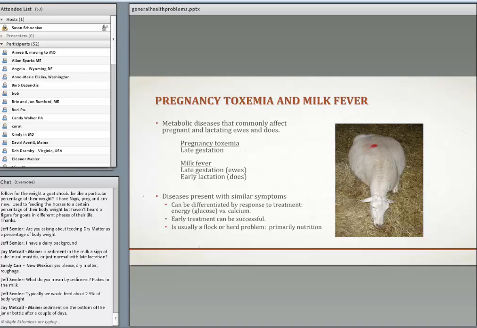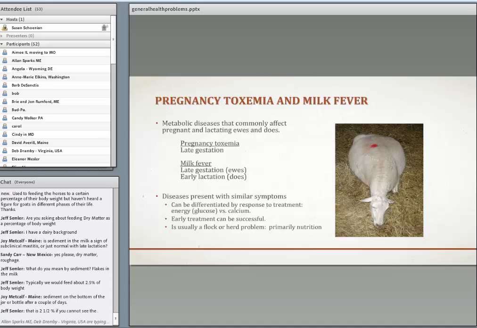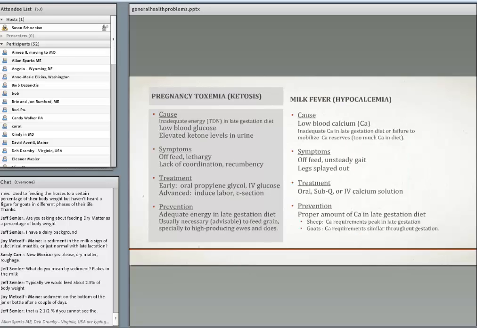The animals look very similar in terms of their symptoms. Often it's differentiated by how they respond to treatment, energy versus calcium. If you intervene early, you can be successful. It's usually an indication that there's a herd problem, not an individual animal problem, because they're both nutritionally related.